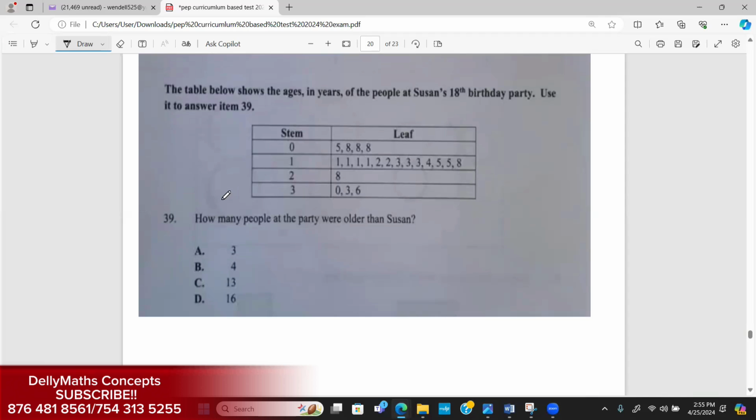Let's go 39. Two more questions to go. The table below shows the ages in years of the people at Susan's 18th birthday party. So we're talking about a stem and leaf. In terms of age, this person is 5, this person is 8, 8, 8. This is 10, 11, 11, 11, 11, 12, 12, 12, 13, and it goes on. And then you have Susan, 18, right there. Everybody else now is older than Susan. How many persons in the party are older? This person is 28, this person is 30, 33, 36. 4 persons. There you go.